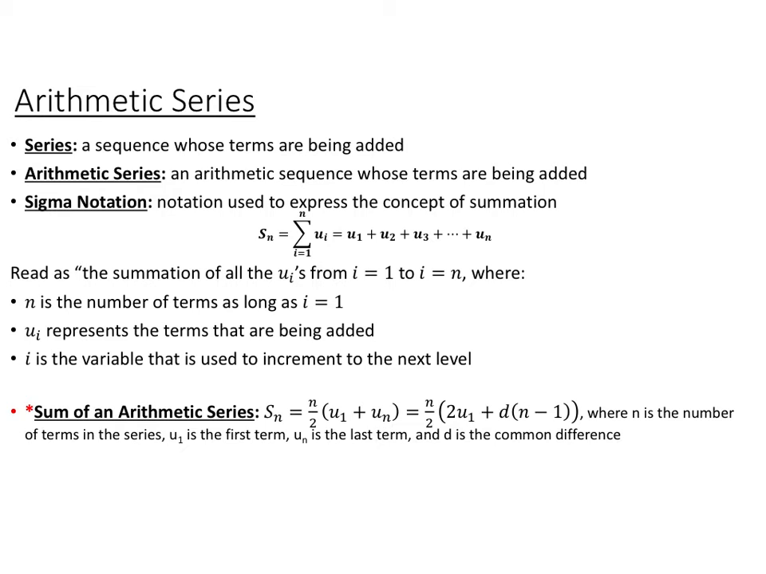You can find it using your general term, but it's the same thing as n divided by 2, and then it would be 2 times the first term plus the common difference times n minus 1, because u sub 1 plus d(n minus 1) is u sub n. So if I just substitute that in, these two are equivalent to each other.